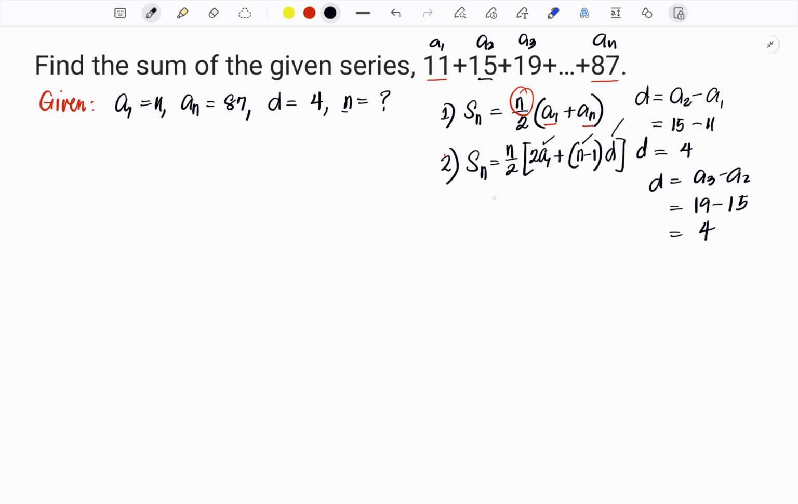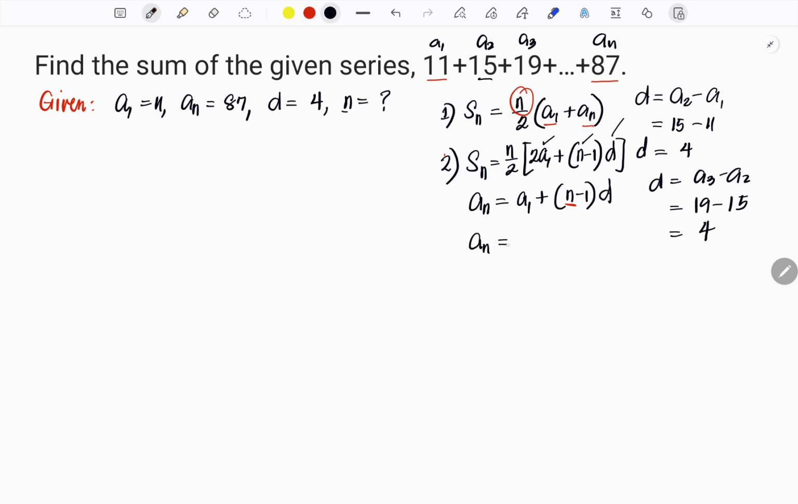And to solve for n, we're going to use the arithmetic sequence formula, given by a sub n is equal to a sub 1 plus the quantity n minus 1 times d. We can actually substitute directly all the given to this formula, or we can derive the formula first for n using this arithmetic sequence formula, and let me show you that. So we're going to solve for n here.